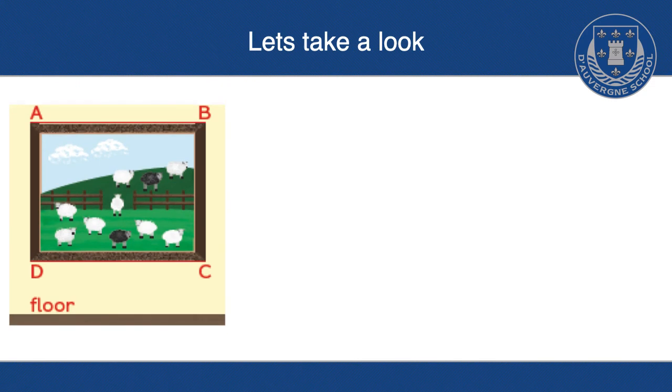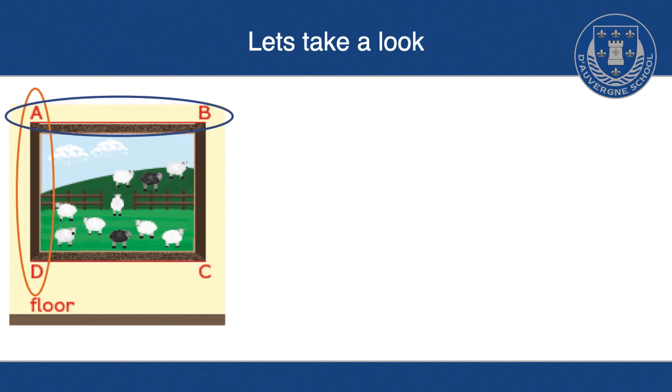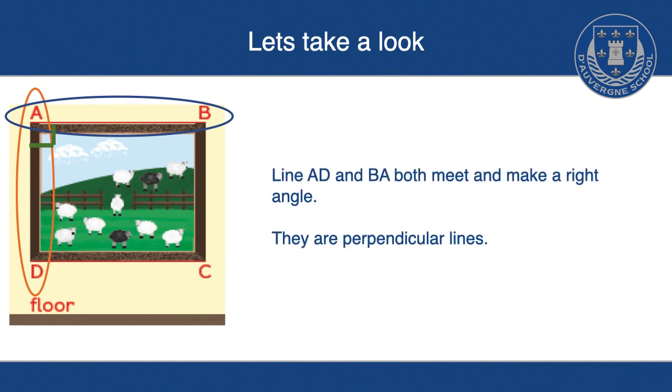And again, thinking about language we've already learned, the word perpendicular, we can also say that line A and D is perpendicular to line A and B, because when those two lines meet, one vertical and one horizontal, they make our right angle. So we can say that line A and D is perpendicular to line B and A, because when they meet, they make a right angle. So using all that language we've learnt.